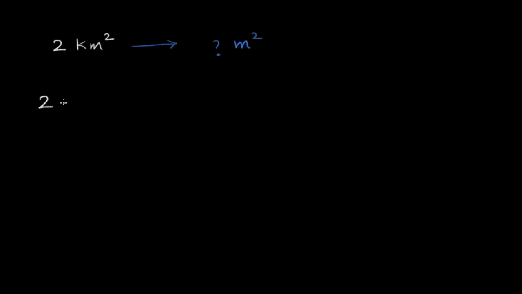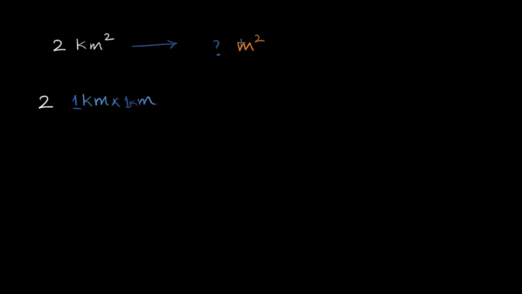So I'm going to write 2 times kilometers squared. So that's going to be kilometers into kilometers. I'm going to use blue for kilometers. Kilometers into kilometers. And let me stick to my old orange for meters. So let's make this meter squared. So 2 times kilometers into kilometers. This is basically 1 kilometer into 1 kilometer.